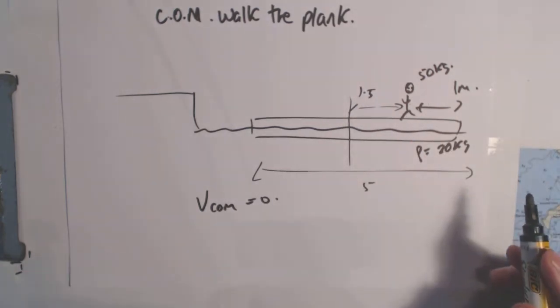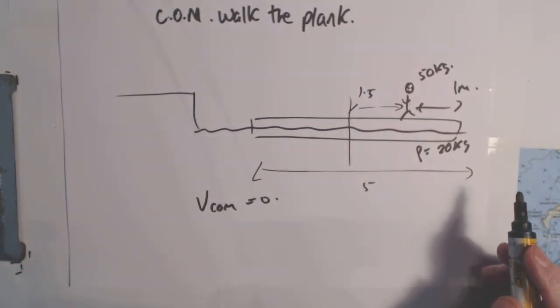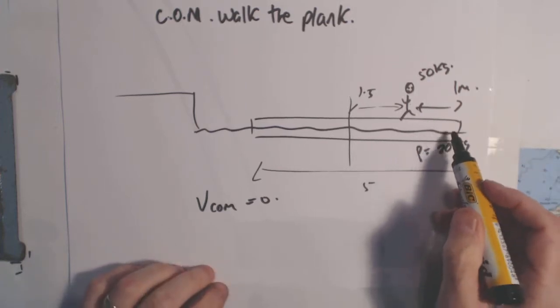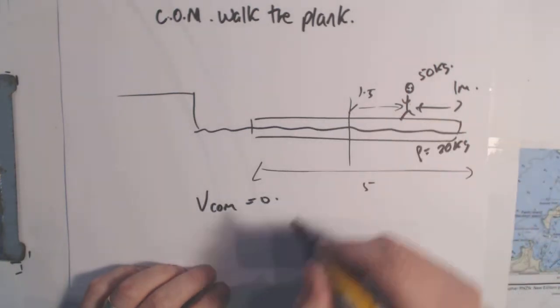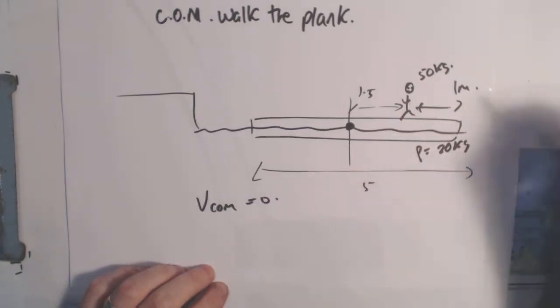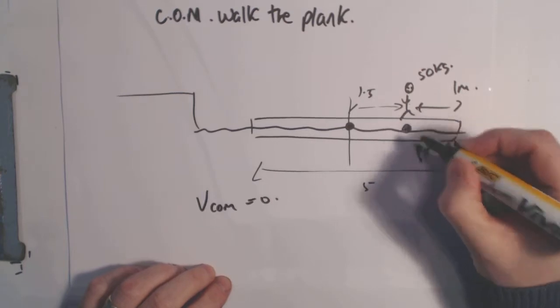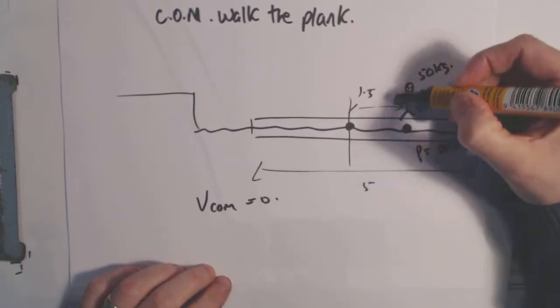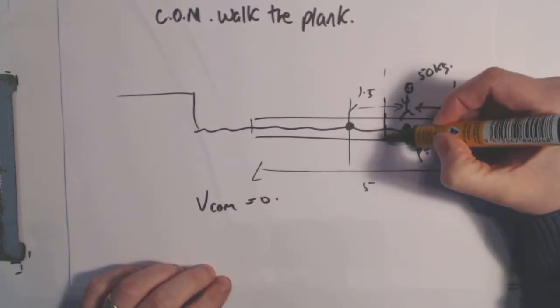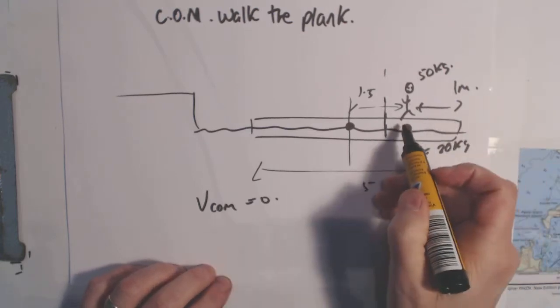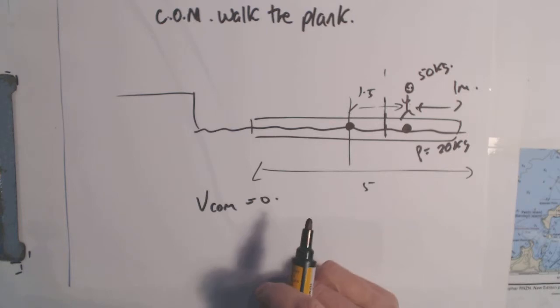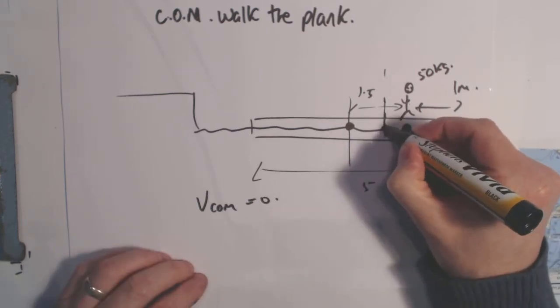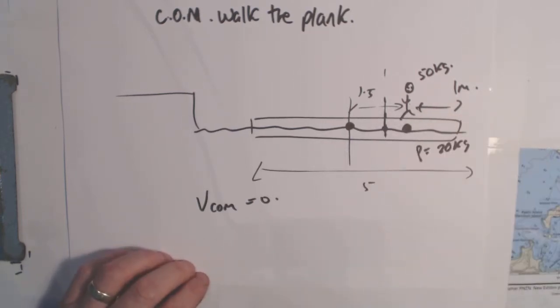So if we said that the center of mass was, if we've got this whole plank, then we can say that we've got 20 kgs there, and we've got 50 kgs here. So the center of mass is going to be around about there, right? So not a meter, but probably, I don't know, just over a meter from the right hand side. The main thing to realize though is that the center of mass has no velocity.